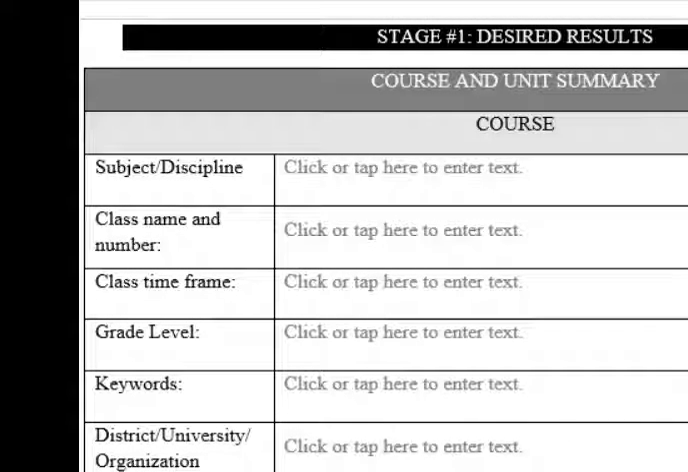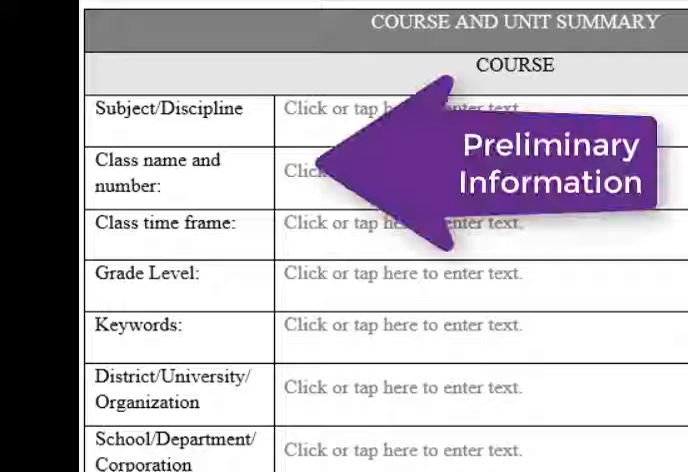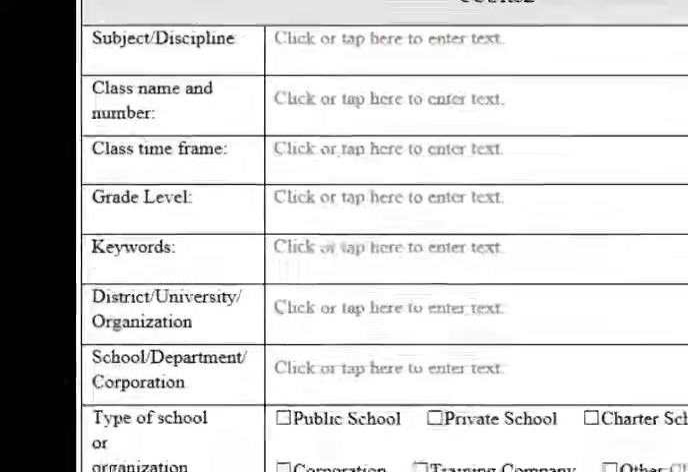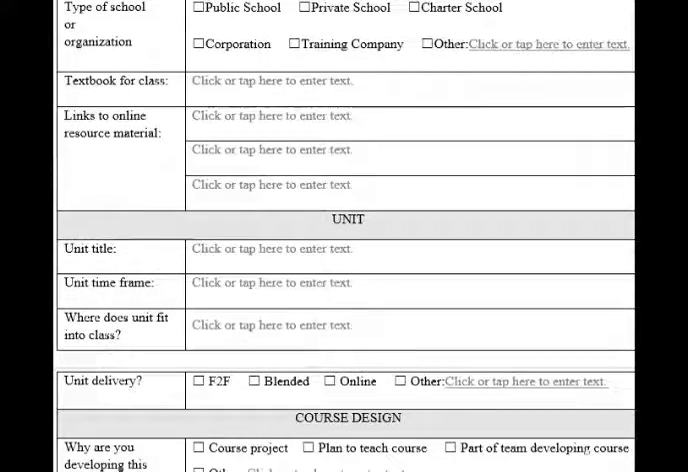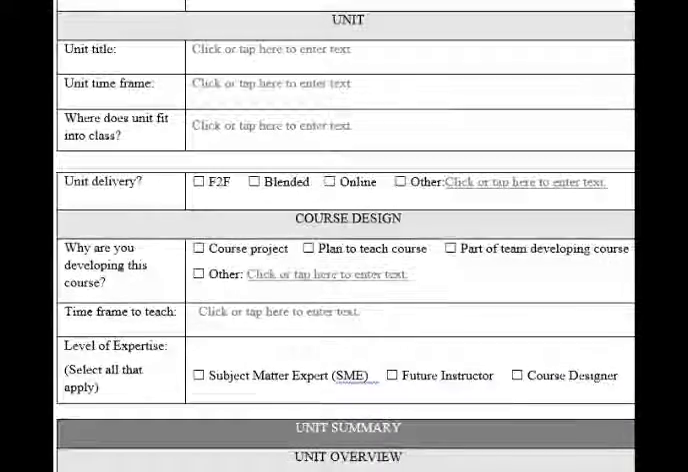What are you wanting to teach? What's the name of the class? What's the time frame? Who is your target audience? The school district, the institution. Again, this is basically just to put the preliminary information down so that it's very clear what you are looking to teach and who you are looking to teach it to.